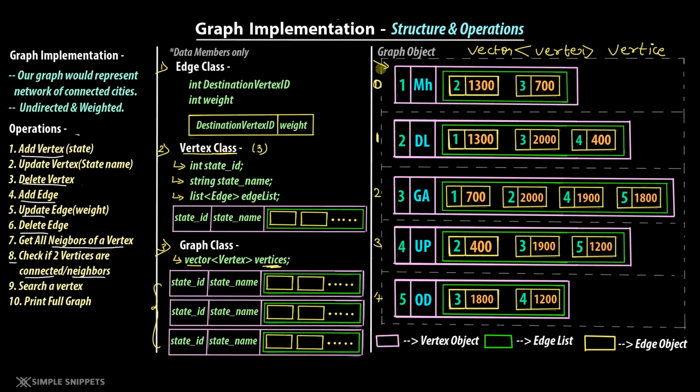Now come back to this container over here. You can see the first one is the ID, so it's the state ID. The next data member is MH, which is nothing but the short form of Maharashtra, so that's the state name. The third thing is a list. This is where the second STL container is used, list. We already used vector, right? Vector is nothing but a dynamic array. Don't get confused. This whole thing is basically a vector, that is an array, which is going to be increasing and decreasing depending upon the number of vertices that you add.